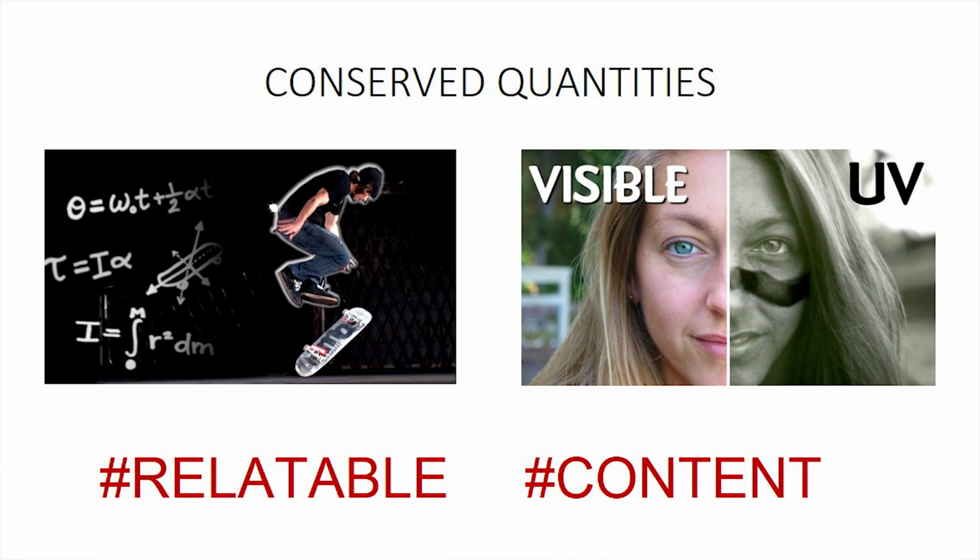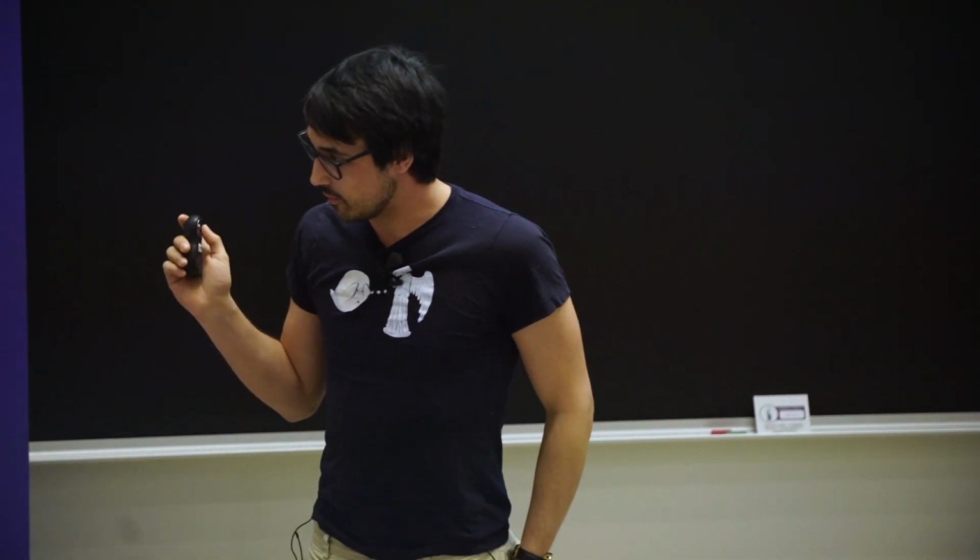So this is a video on the left that's explaining various aspects of three-dimensional rotational mechanics using skateboards. And then on the right is the physics of ultraviolet and sunscreen, which everybody puts on, but nobody really understands how it works. So, relatable content.